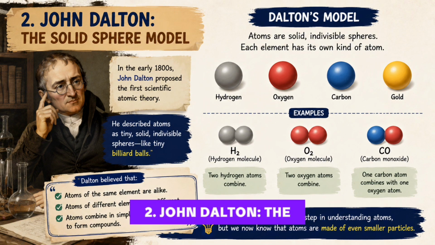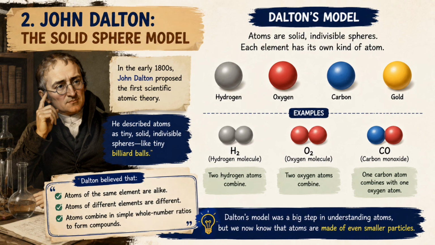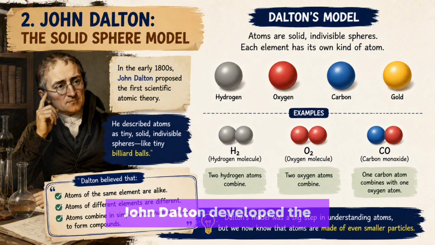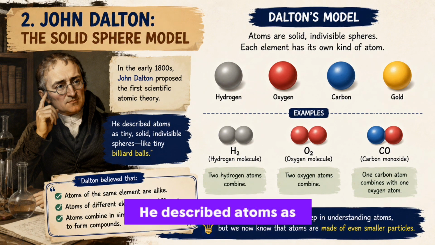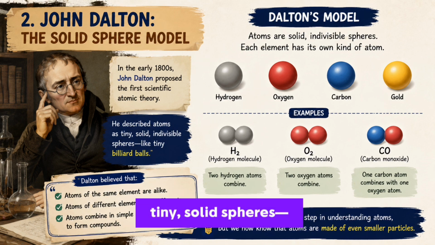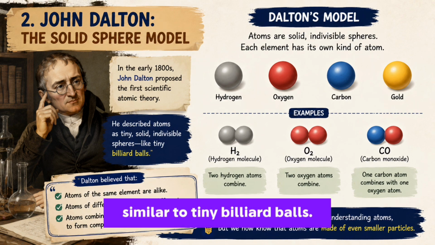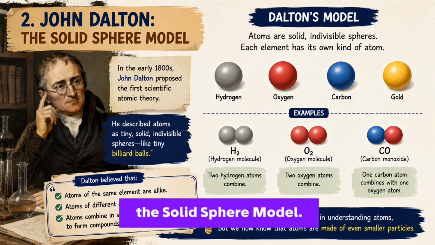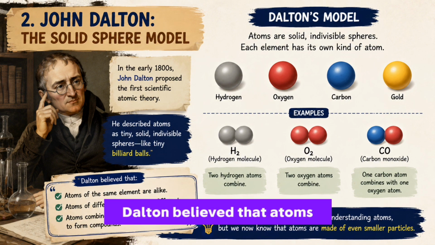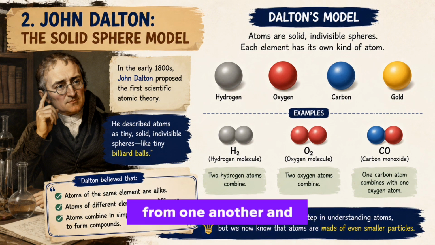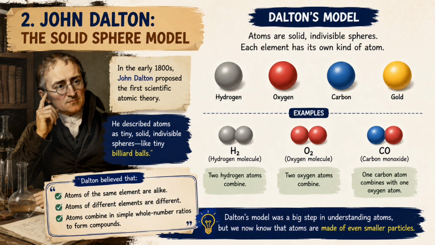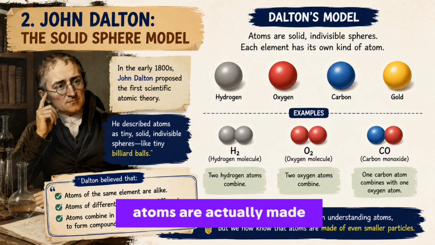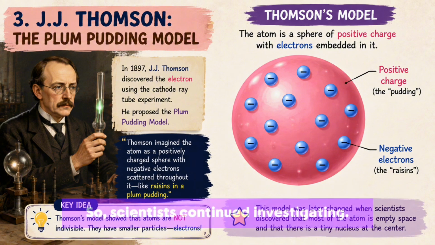2. John Dalton, the solid sphere model. In the early 1800s, John Dalton developed the first scientific atomic theory. He described atoms as tiny solid spheres, similar to tiny billiard balls. This became known as the solid sphere model. Dalton believed that atoms of different elements are different from one another and that atoms combine to form compounds. However, later discoveries showed that atoms are actually made of smaller particles. So scientists continued investigating.